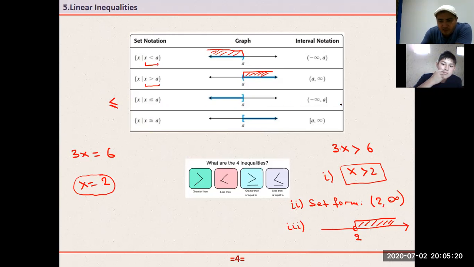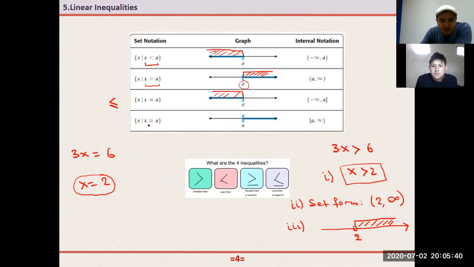As you see here we have a bracket. All the numbers less than or equal to this number are a solution of this inequality. In set form, that means from negative infinity till a, inclusive. This is a bracket. This parenthesis here means that it's not including this number.